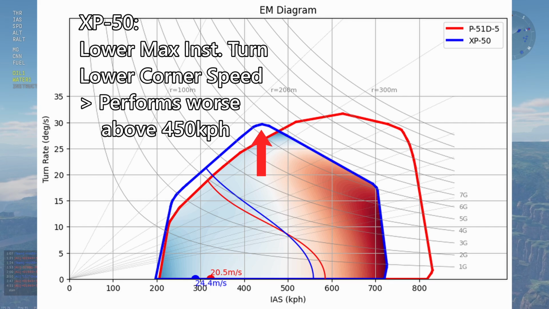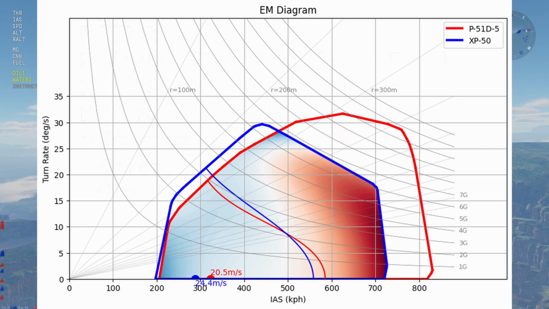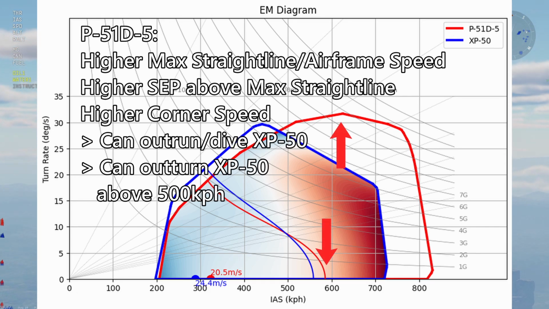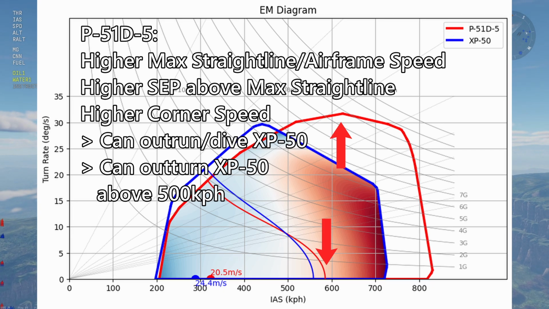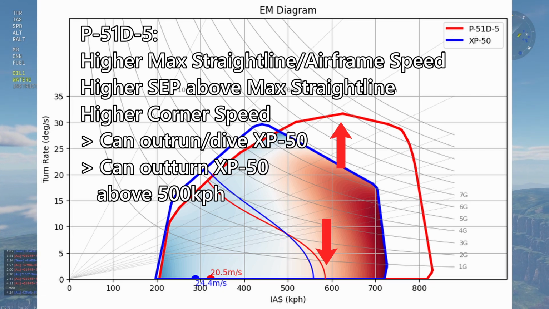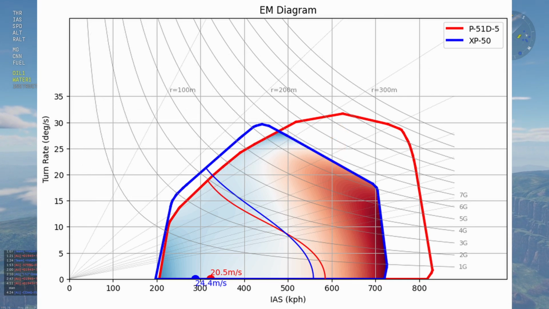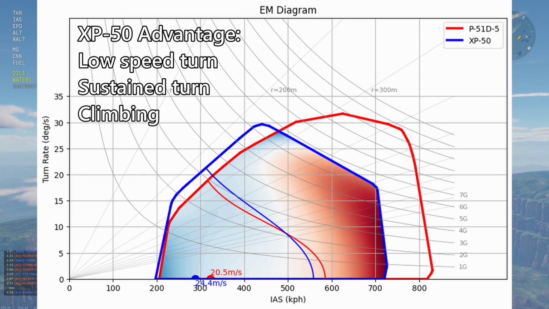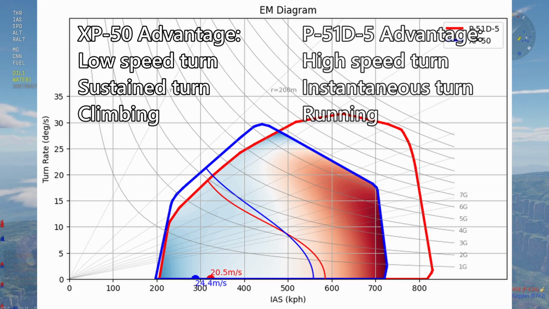Meanwhile, the P-51D-5 has a faster max straight line speed and is also able to turn much better at higher speeds. Based on this information, the XP-50 would win pretty easily in a turn fight below 450 kph, while the P-51 would prefer to keep the fight above 500 kph.